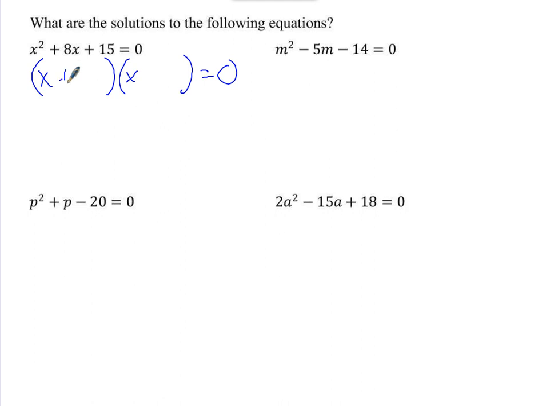Both signs will be positive. And what two numbers multiply to give me 15 but add to give me 8? 5 and 3. So I put my 5 there and my 3 there, and then what should I do from Chapter 8? Check to make sure that you got it right.